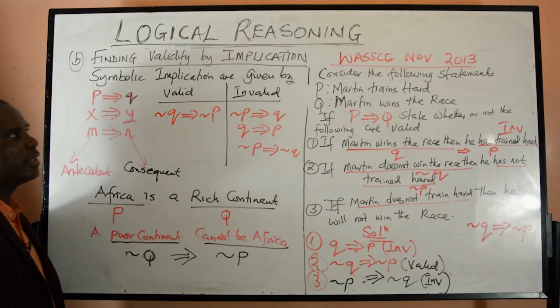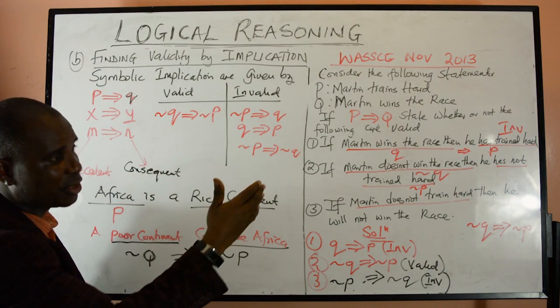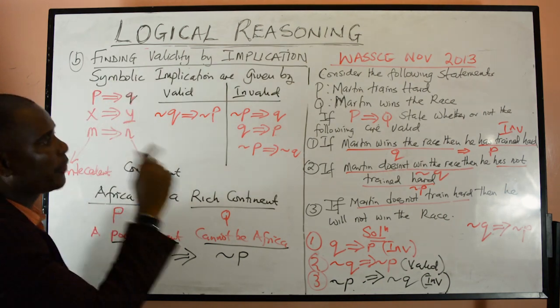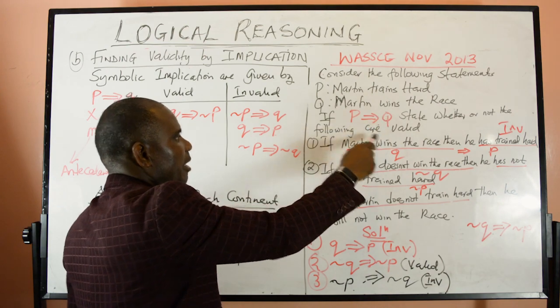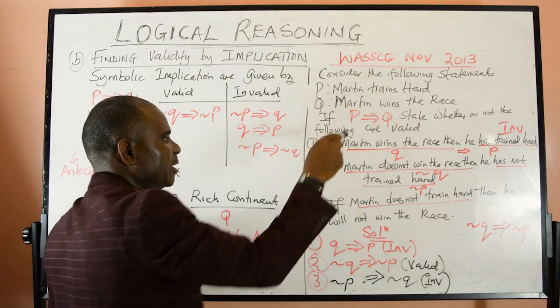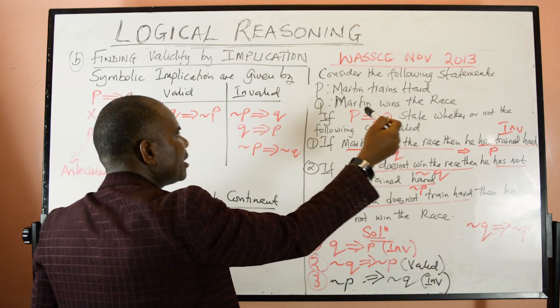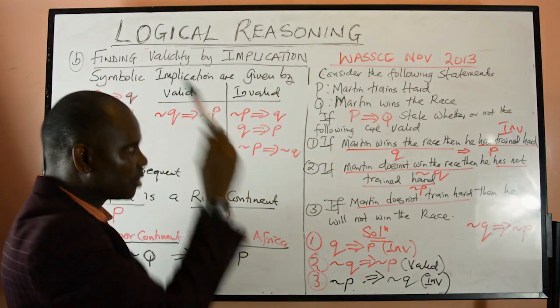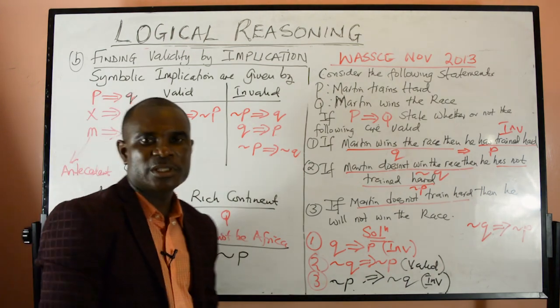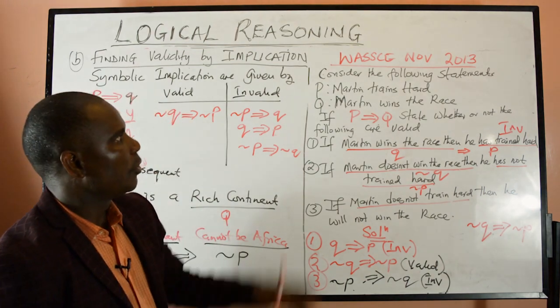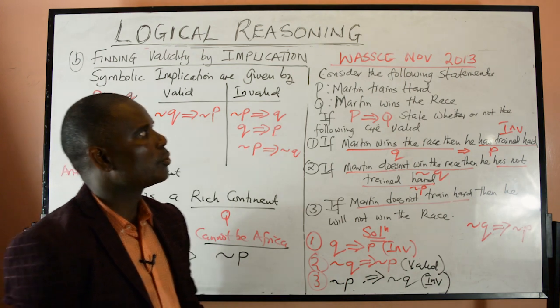So this is how you find the validity by implication. You just need to look at which first letter came, which is the antecedent. This is the consequence. It is when the consequence is negated and it implies the negation of the antecedent, it makes the whole statement valid. Otherwise, any other arrangement now makes it invalid. So this is the solution to 2000.